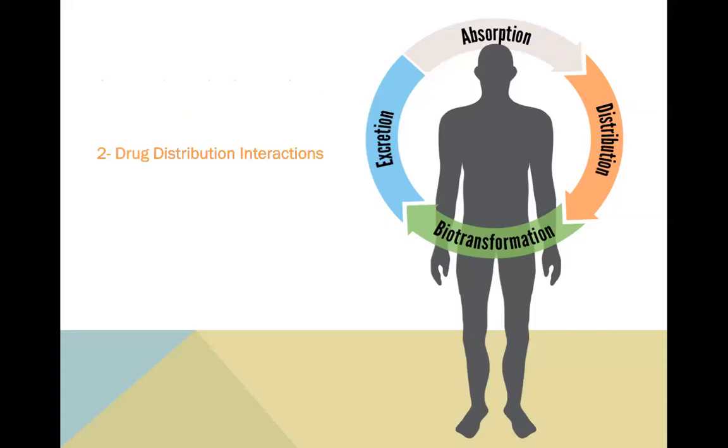Next, we've got the drug distribution interactions. Following absorption into the bloodstream, most drugs exhibit varying degrees of plasma protein binding. That is, they reversibly bind to albumin and other plasma proteins. Clinically significant interactions can occur when two highly protein-bound drugs are given together and they compete for these sites.